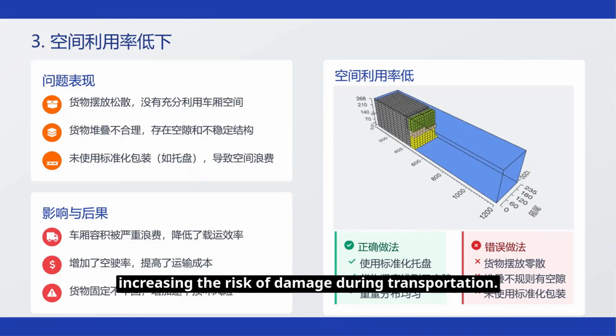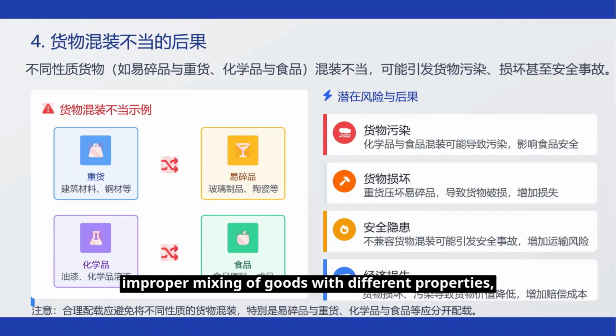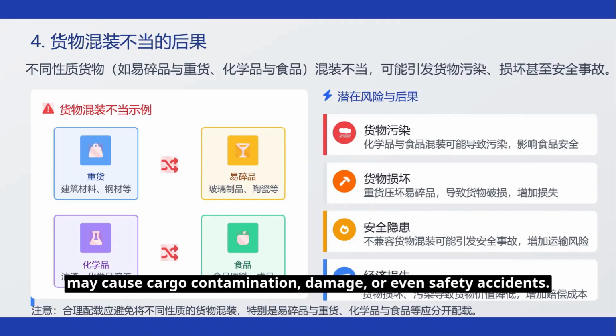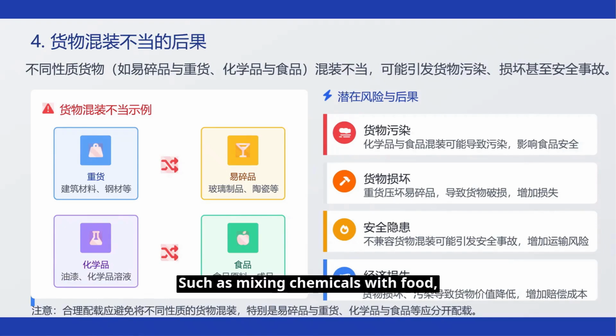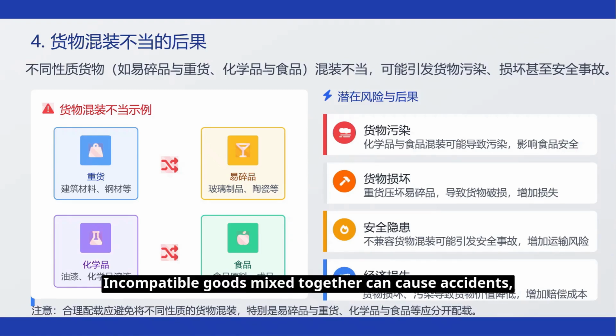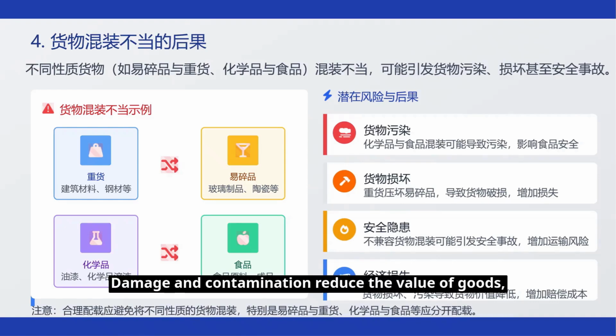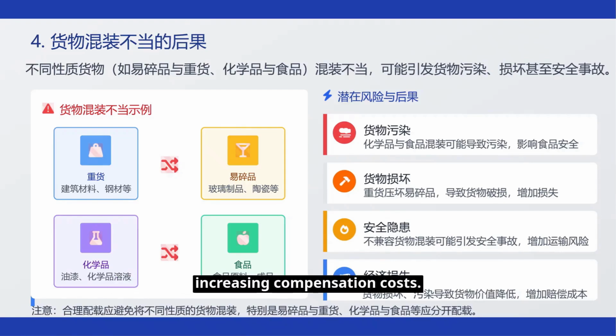of damage during transportation. If goods are improperly mixed, improper mixing of goods with different properties may cause cargo contamination, damage, or even safety accidents. For example, mixing chemicals with food could cause contamination, affecting food safety. Heavy items can crush fragile goods, leading to damage and increased losses. Incompatible goods mixed together can cause accidents, increasing transportation risks. Damage and contamination reduce the value of goods, increasing compensation costs.